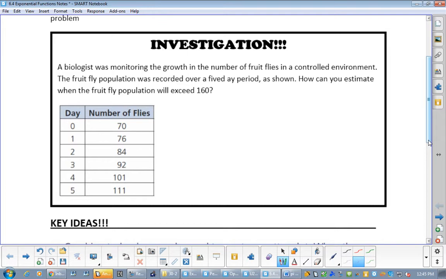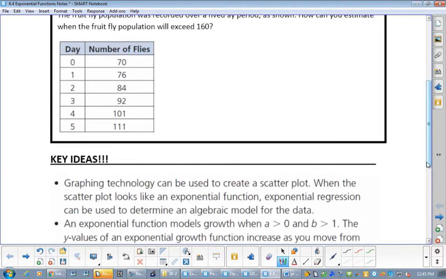92, 101, 111. Now, the first thing that I would ask is, how do you know if this is exponential? Okay, you can mathematically prove this is exponential. And this is something that we got to get down on a study sheet. Anything that is exponential, and we talked about it. Okay? Anybody got any wild ideas how to know if this is exponential?